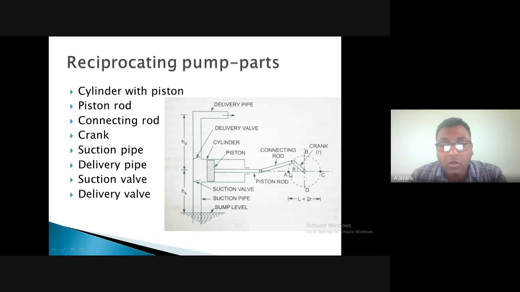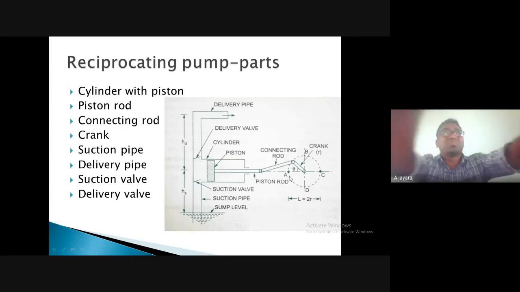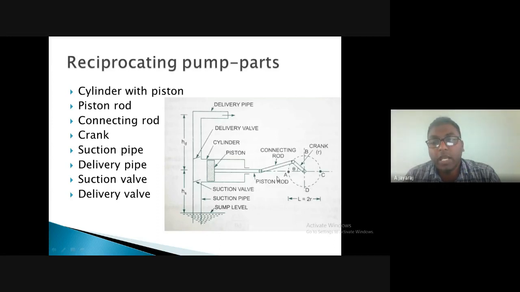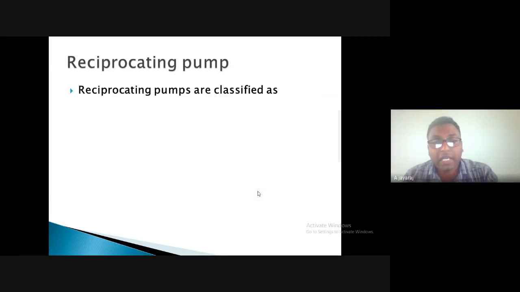So when the crank rotates from A, B to C, there is a retraction stroke for 180 degrees, and when it rotates from C to A, there will be an extension stroke. The extension stroke leads to an increase of pressure, whereby the fluid in this region gets pushed to the delivery line. So we have all these components attached over here: piston rod, connecting rod, crank, delivery valve and the suction valve. All these components make up the working of single acting reciprocating pumps.